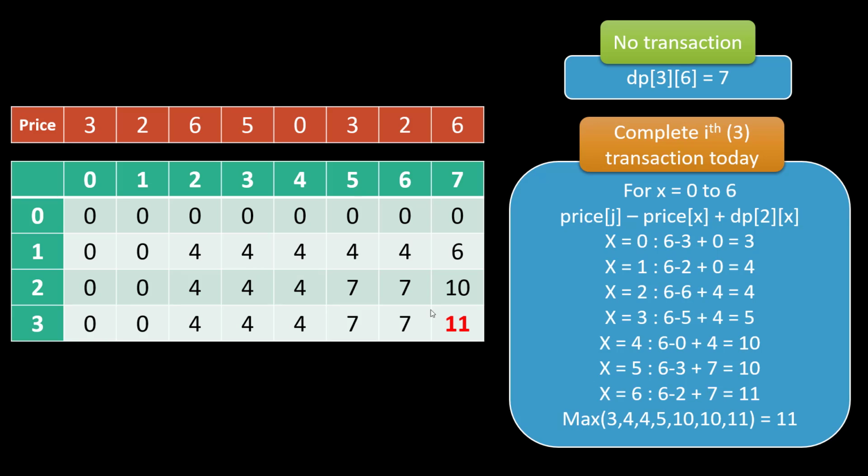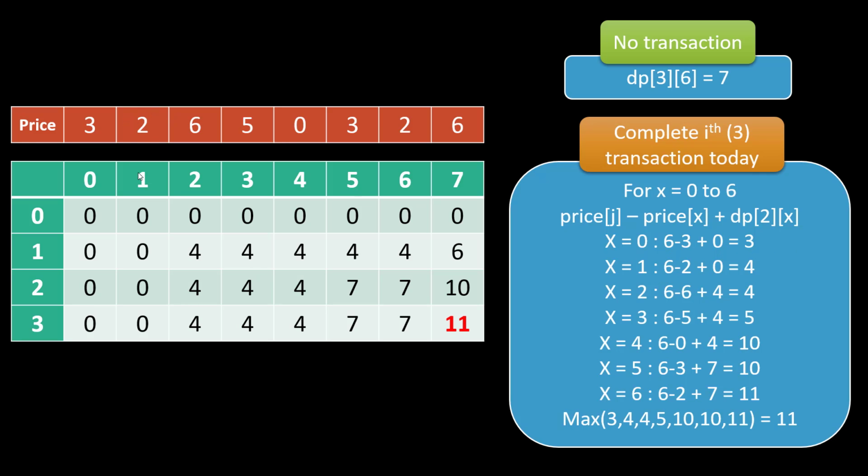So over here I can either consider the profit from the previous day by doing no transaction, or I can do a sell transaction on this particular day, which means buy on either day 0, 1, 2, 3 or till 6. So let's see all these. If I try to buy on day 0, which means I'll get a profit of 6 minus 3 from the current transaction and a profit of 0 from the previous 2 transactions, which gives me a total profit of 3.